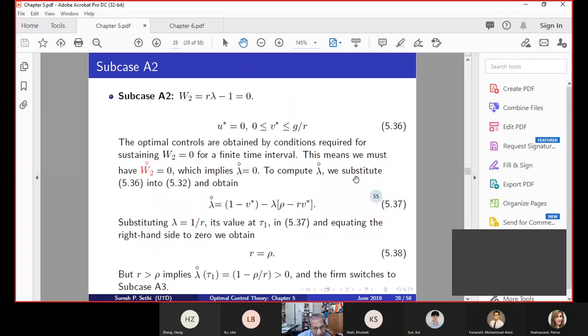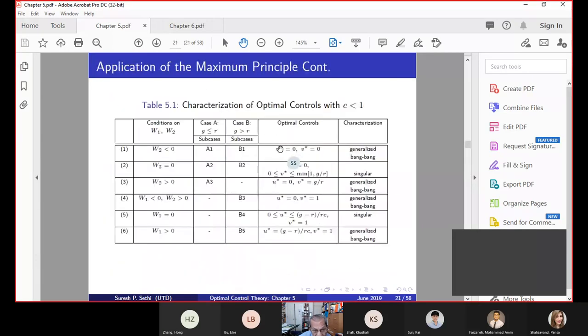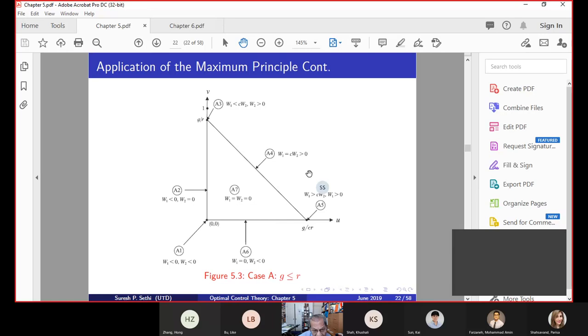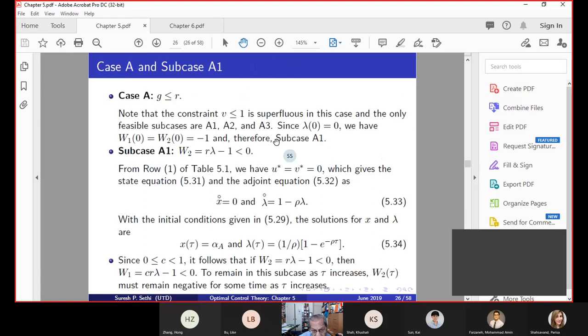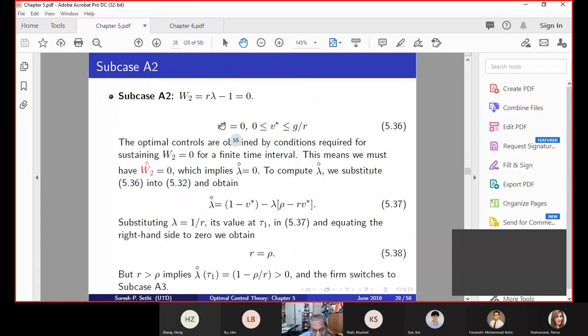So what happens is that we have now come to this point. Okay, W1 is less than 0, W2 is equal to 0. And when that happens, if you go to the table, this is W2 equal to 0, and the solution is given by this. So now, if you go to the triangle, we're going from 0 to the solution along this line, any point along this line. And any point along this line is given by this control. U star is 0, no external equity. And a dividend can be anywhere between 0 and g by r.